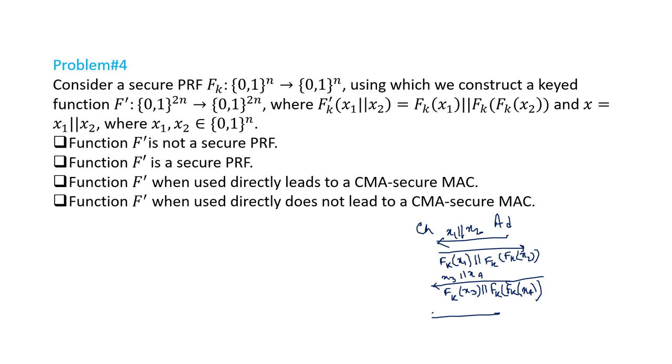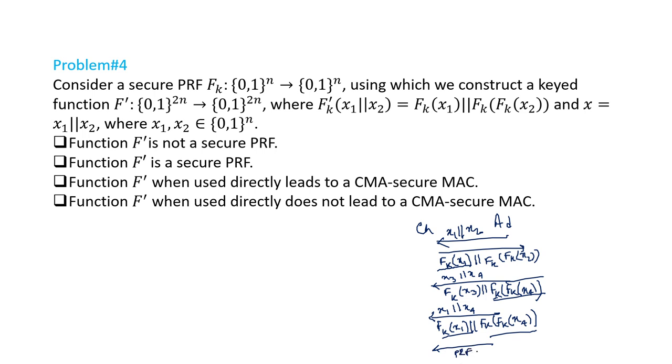Now it tries this query x1, x4. If it is actually interacting with a PRF, what it is supposed to see is this and this. Note that this value you should match with the first half and this value you should match with the second half, and if you find the match for both the halves, then the adversary concludes that it is interacting with a PRF.